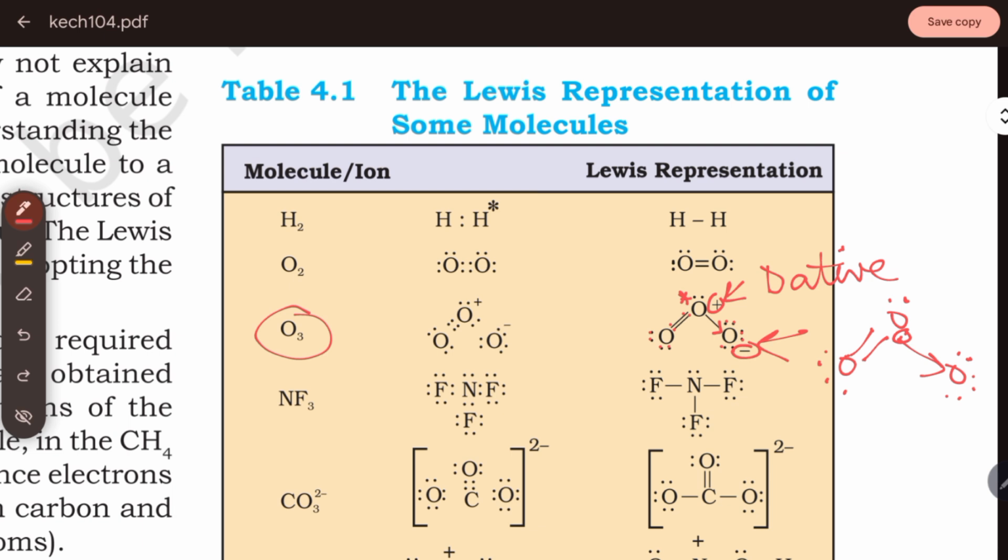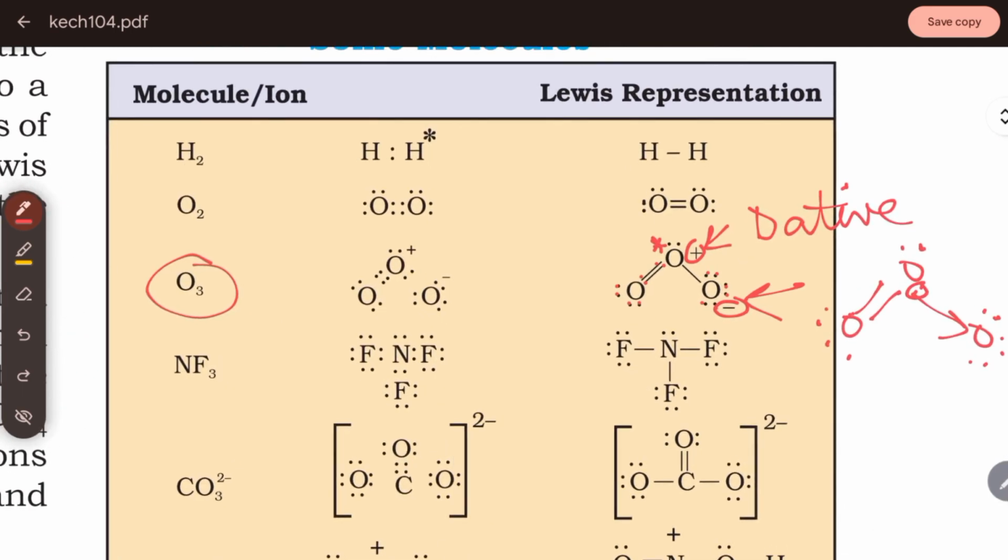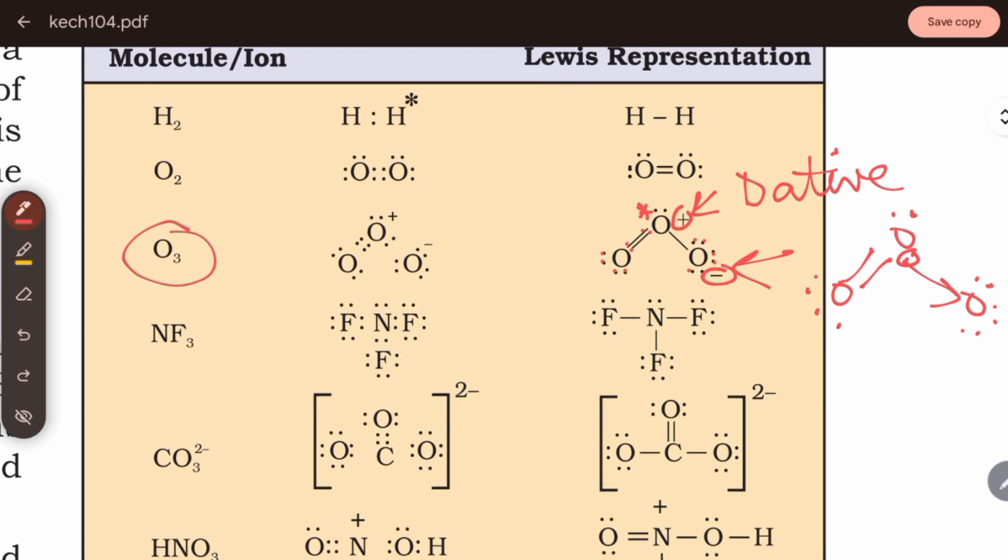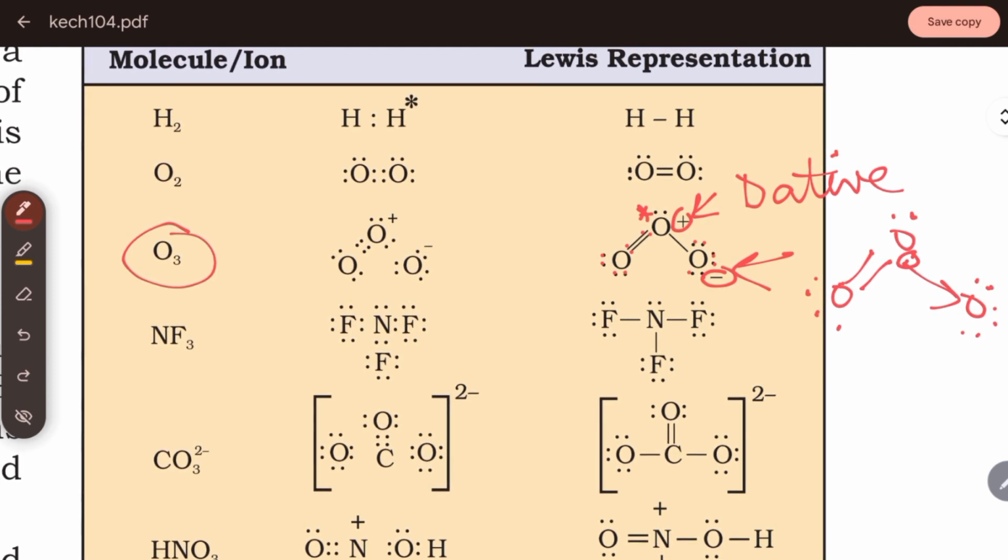This is it. But if I don't give the dative bond, then I have to show a positive and negative in order to tell, okay, this is a donor and so it gets a positive charge. The other one is an acceptor and so it gets a negative charge.